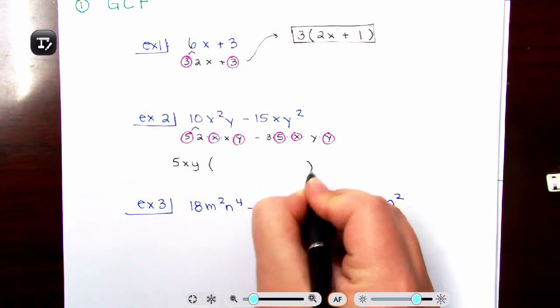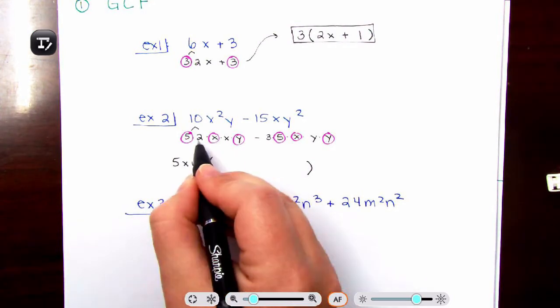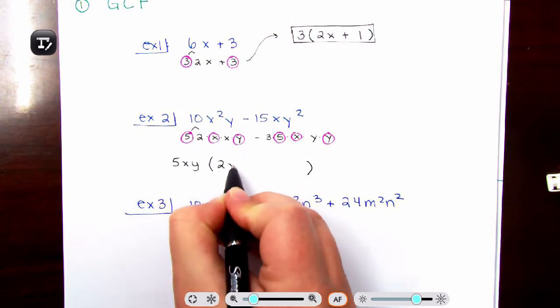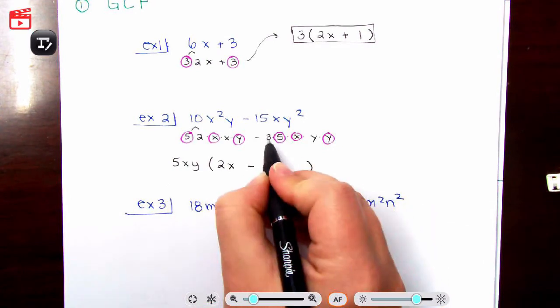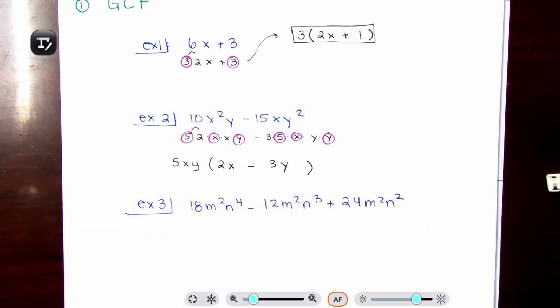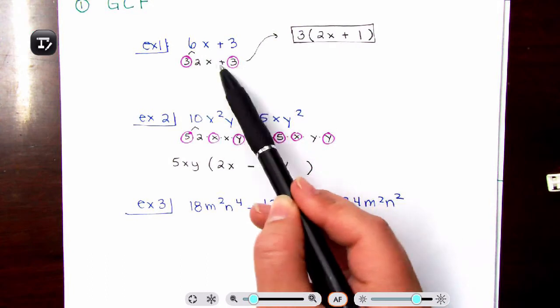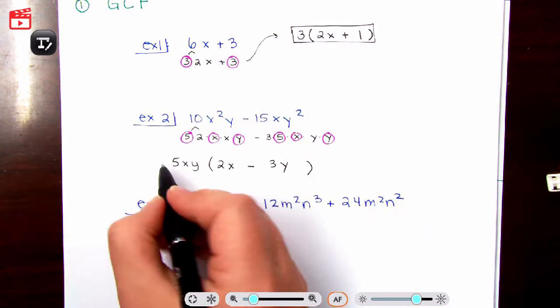And again, we have to make sure that we have other things to multiply with. So what's left over here? I have a 2 and an x left over, minus, what's left over here? A 3 and a y. We do not need any placeholders because we didn't remove everything from one of the terms. We have things left over. Only put a placeholder of 1 if you've removed the entire term. And this is your answer.